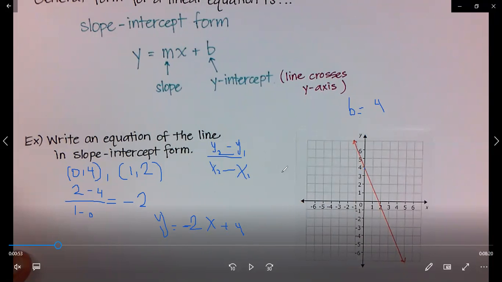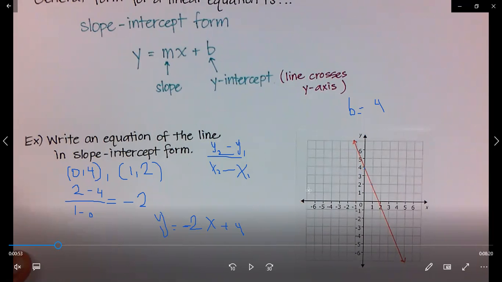We can use the slope formula, y2 minus y1 over x2 minus x1. Also, we can use counting rise over run. First, we determine the points which we are going to work with. We choose the point 0 and 4, and also we choose 1 and 2, this one.